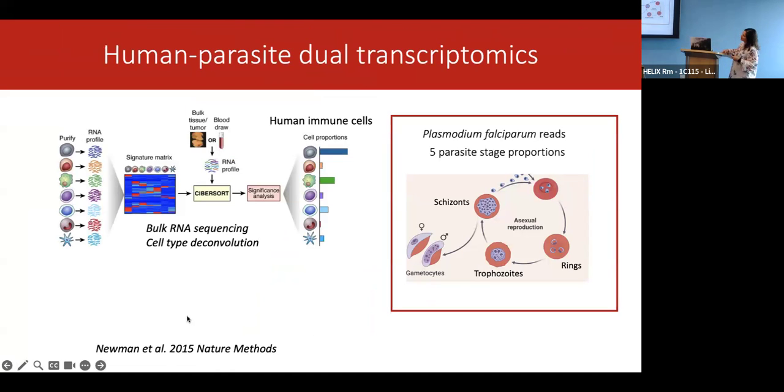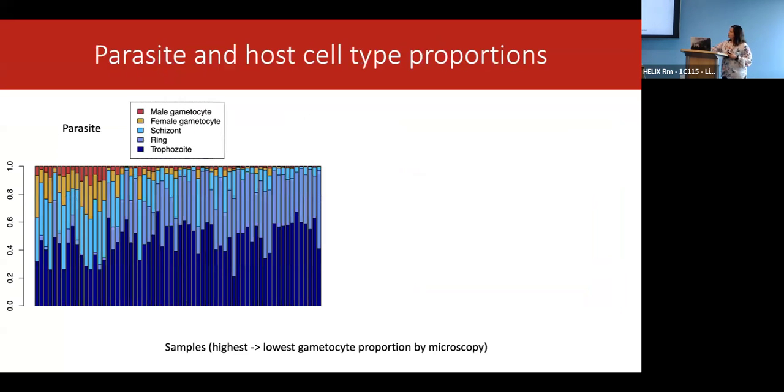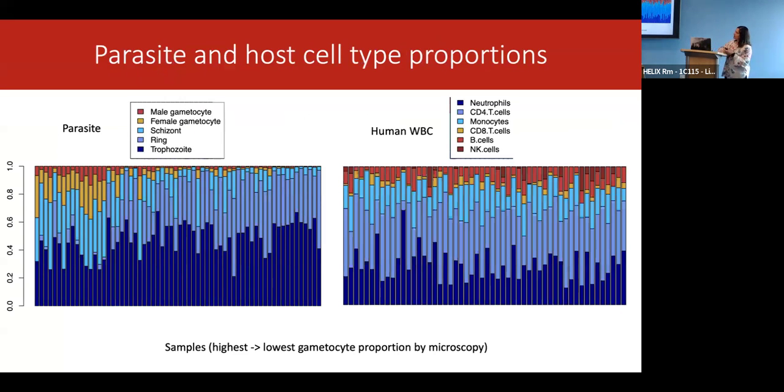And then secondly, we were looking at gene expression, doing this dual transcriptomics, where we have bulk RNA sequencing. We capture together both parasite and human RNA, and then we computationally separate those. We can use computational techniques to try to figure out what proportion of cells were present, and we can do that both for human immune cells and for different parasite stages. So it's proof of concept that we can do this.